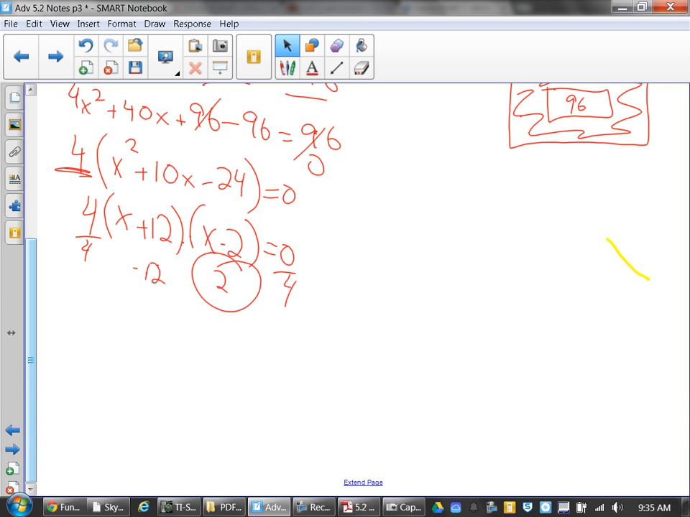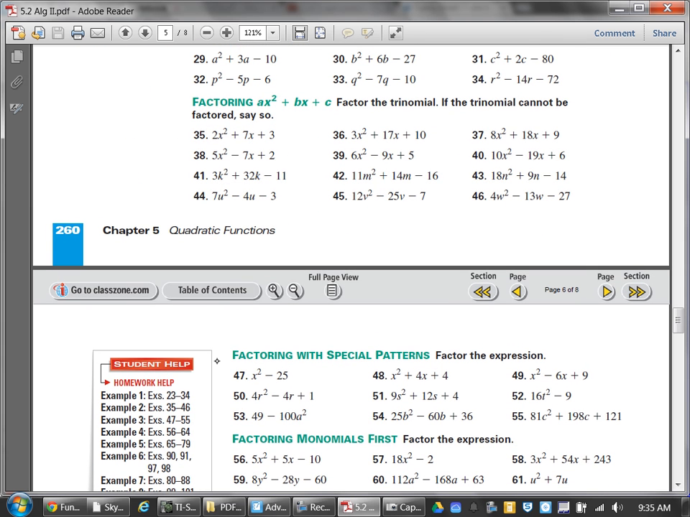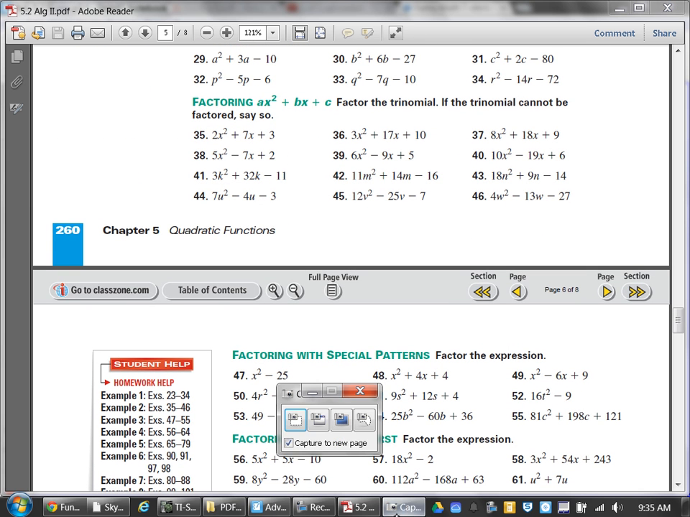Yes, ma'am? No, only if there's an equal sign. Okay, so we did, okay. Yeah. Okay, and then minus. Can we go over 46? 82. 46.